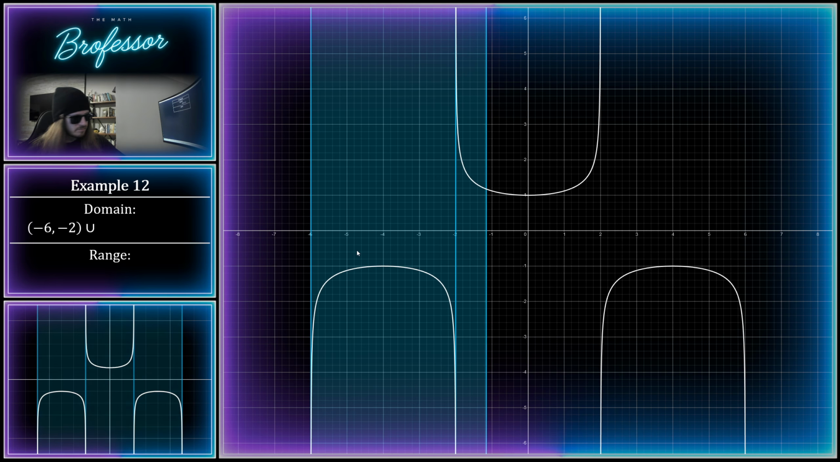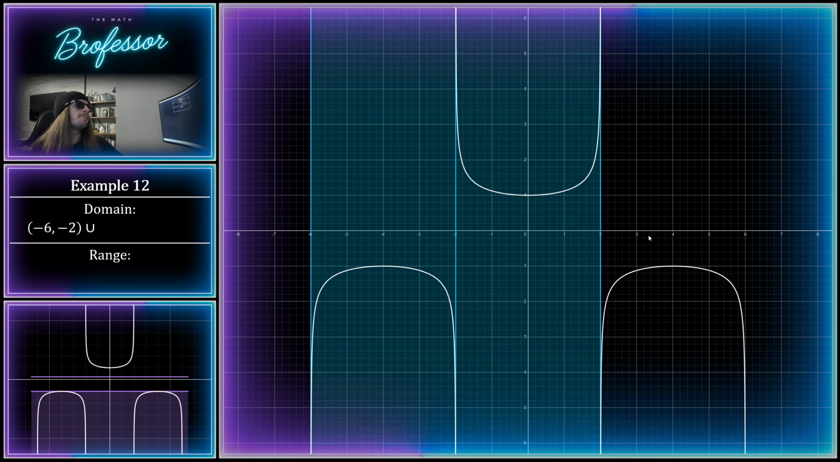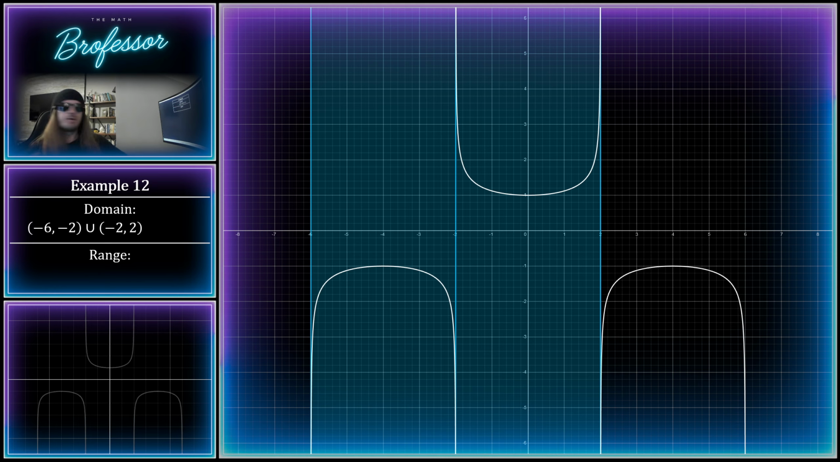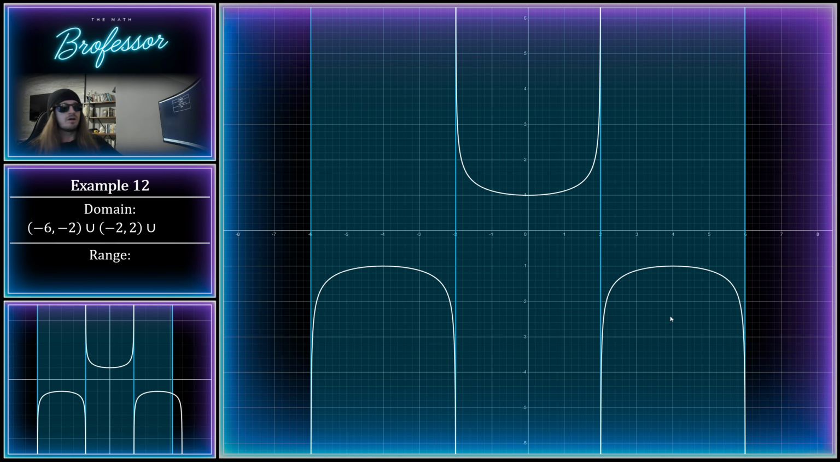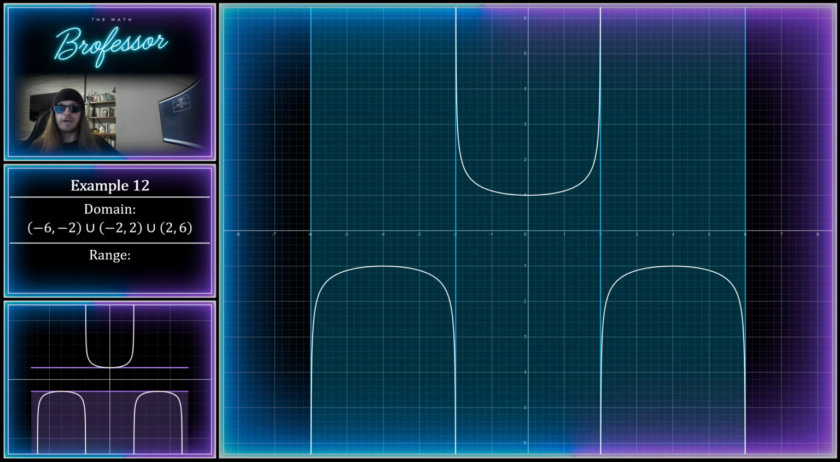Keep going. We hit a third vertical asymptote at +2. So in the middle here, we go from -2 to +2 with asymptotes. So use parentheses for that. So our middle interval is -2 to 2. Put a union symbol. And let's go for a third interval. We reach our fourth vertical asymptote at +6. So our third interval is from 2 to 6 with parentheses. And that completes the domain.